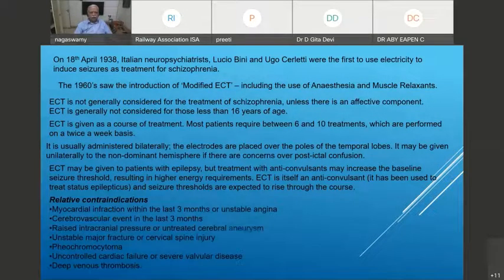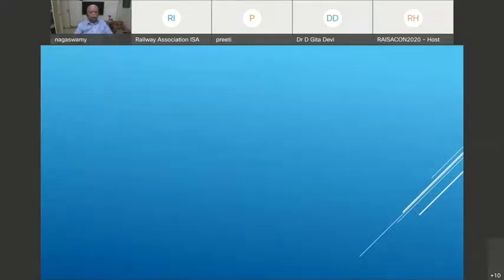And other relative contraindications: if there is an MI within the last 3 months or the patient has unstable angina, if there has been a CVA within the last 3 months, raised ICP or untreated cerebral aneurysm, unstable major fracture or cervical spine injury, pheochromocytoma. The patient has got that endocrine problem. During the second phase, when the parasympathetic system gets stimulated, the patient may develop alarmingly high BP. And uncontrolled cardiac failure or valvular diseases or DVT patients.